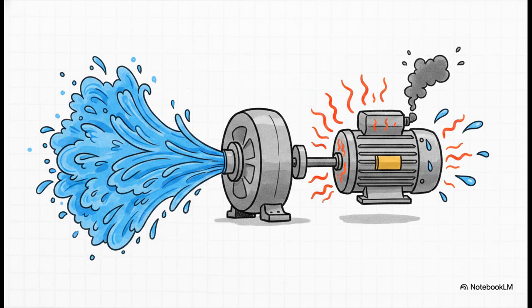Let's look a little closer at that first reason, end-of-curve operation. This is super critical for centrifugal pumps and compressors. The end-of-curve condition is officially defined as 125% of the power required at the maximum operating efficiency point.